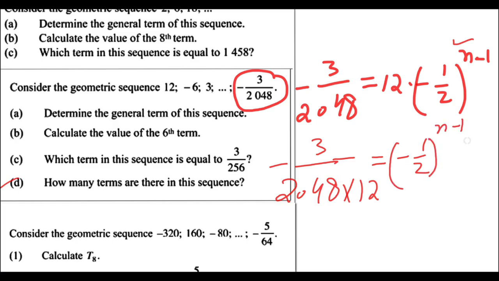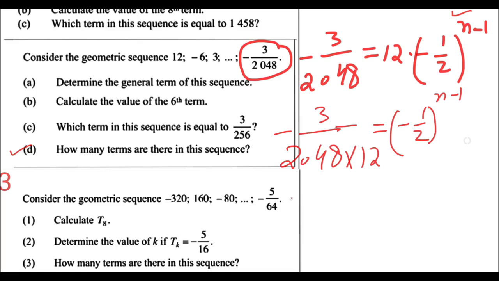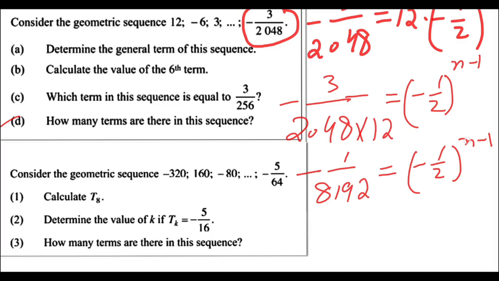I use my calculator. The answer is -1 over 8192 is equal to -1 over 2 power n minus 1. Now I have two ways to solve this question. I can apply the exponent rule or I can apply the logarithm. Either way the answer will be the same.